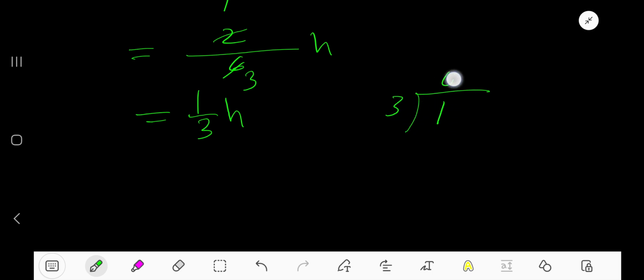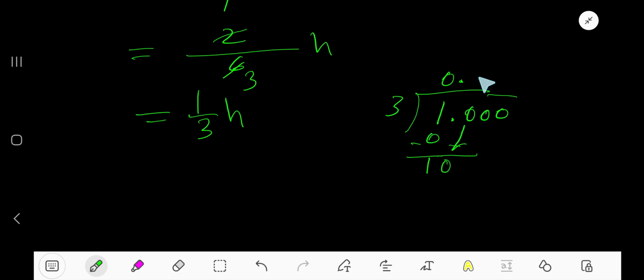3 goes into 1 0 times, as 1 is less than 3. 0 times 3 is 0. Subtract, and take a decimal here and add a number of zeros. Bring down the first 0. Before this 0, there is a decimal. The decimal must come into the quotient directly.